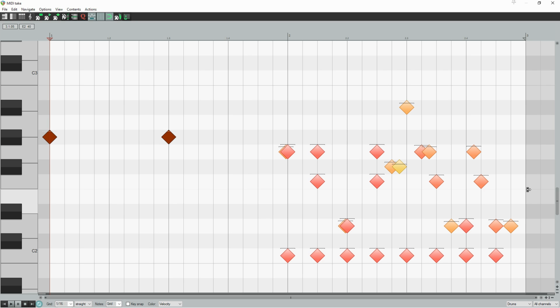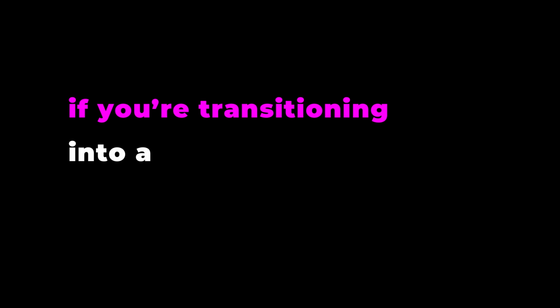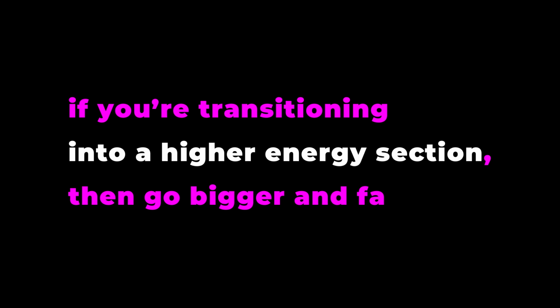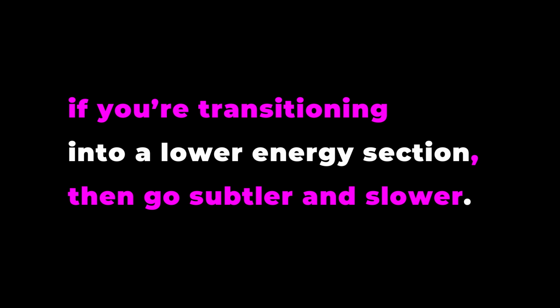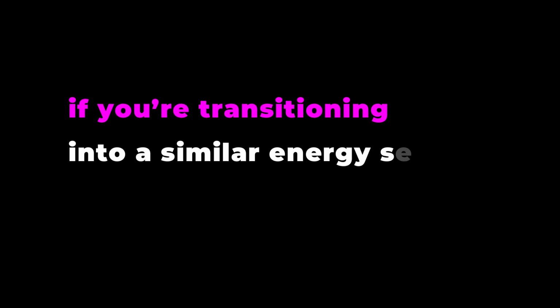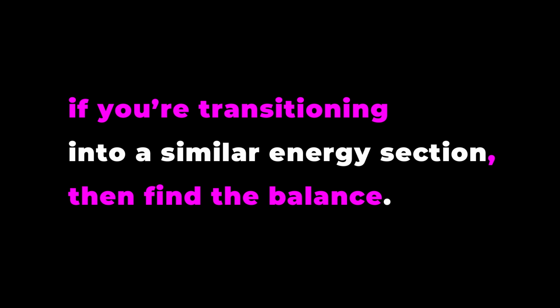The size and speed of your fill depends on what it's going into. If you're transitioning into a higher energy section, then go bigger and faster. If you're transitioning into a lower energy section, then decrease the overall intensity with a subtler and slower fill. And if you're transitioning into a section with a similar energy level, then find the middle path between too much intensity and too little.